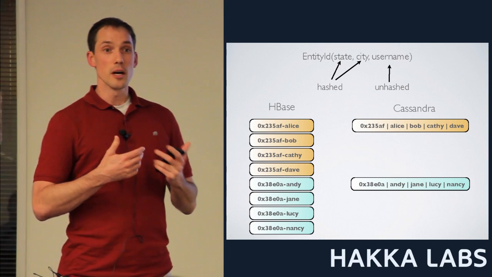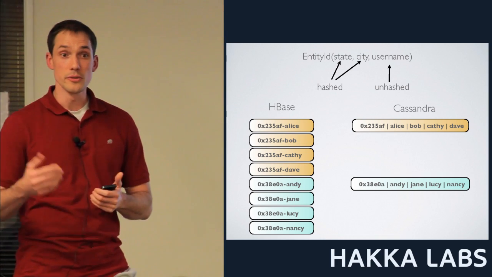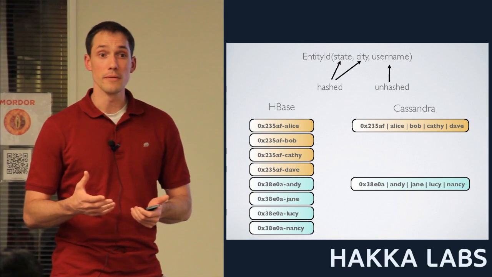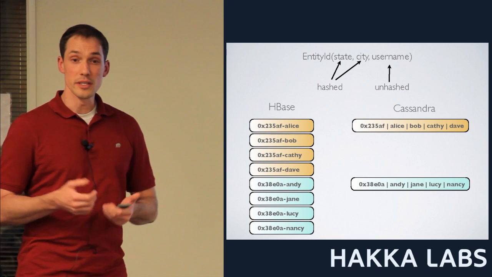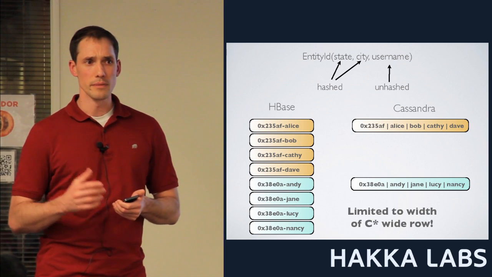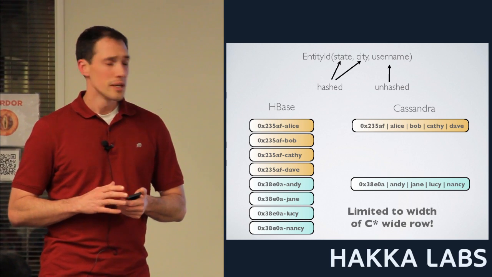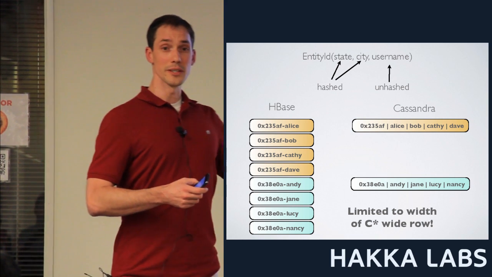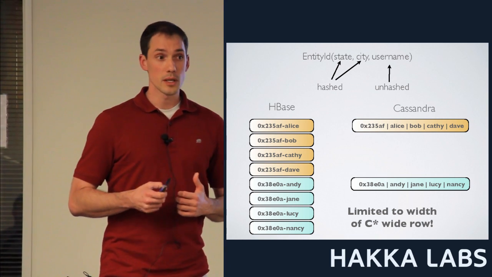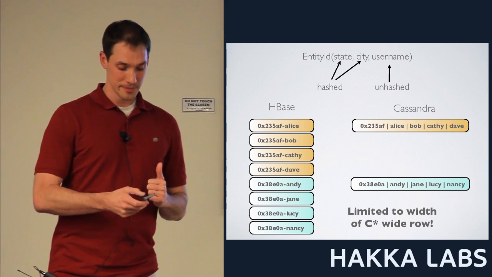But it does provide some limitations that our users need to be aware of. Namely, that we could run into limits on the size of one of these wide rows, which I believe contain 2 billion elements in them. So this, again, is not a big issue, but it's just something that users of the Cassandra version of Kiji need to be aware of.